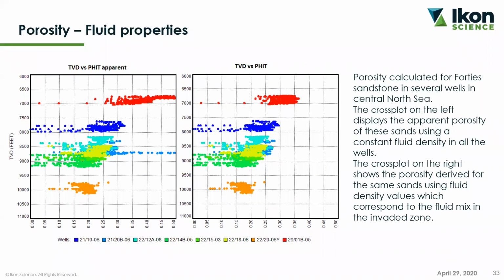So porosity is calculated from 40 sandstones here, in several wells in the North Sea. The crossplot on the left displays the apparent porosity of the sands using constant fluid densities in all the wells, just as they are. The crossplot on the right shows the porosity derived from the same sands using fluid density values which correspond to what we believe to be the fluid mix in the invaded zone. And you can see that that corrects all those quite nicely. So now we're able to easily define a compaction trend through those, which we wouldn't have been able to do before.